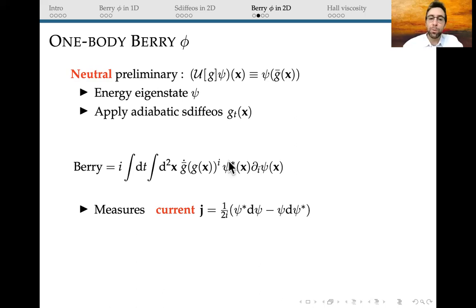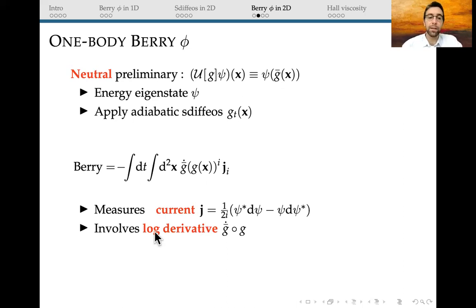First, you may recognize the term psi star d psi here on the right as a part of this probability current. So if you integrate by parts, you can rewrite this as a component of the current. The second object that we need to simplify is this time derivative of the inverse of g evaluated at g. That seems very complicated, but in fact, that's nothing but the logarithmic derivative of g. In other words, you can write it as g inverse times g dot. And if you're familiar, for example, with gauge theory, this is really what you would normally encounter in that context.